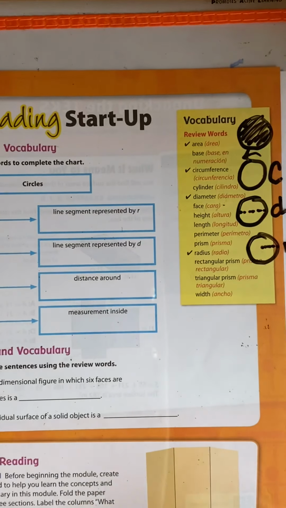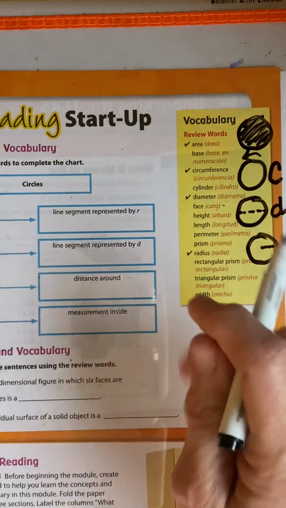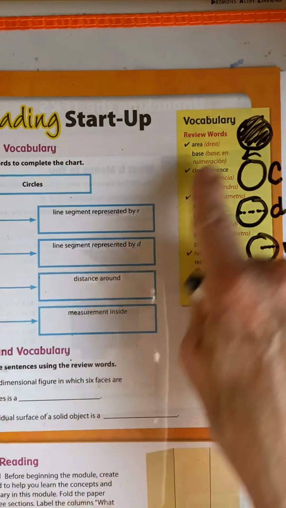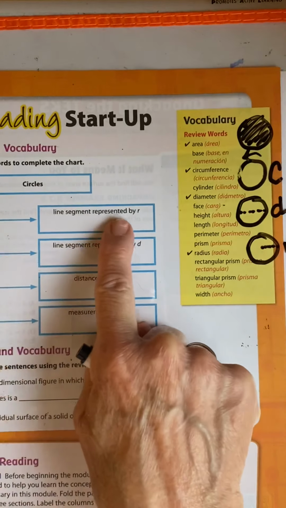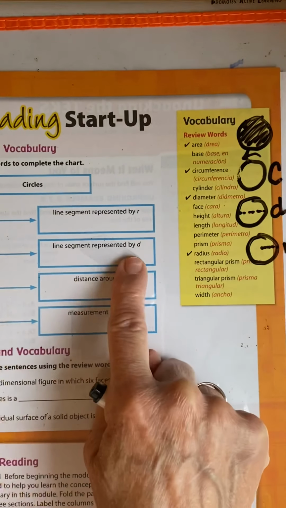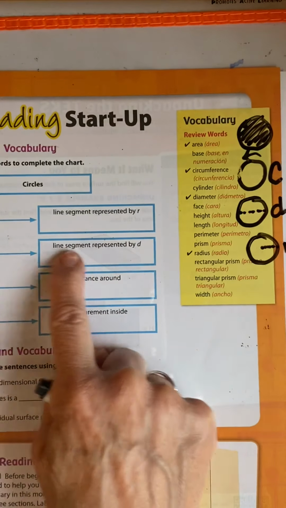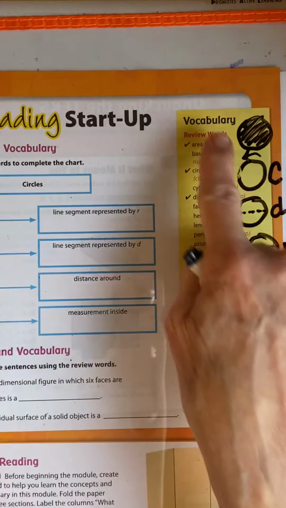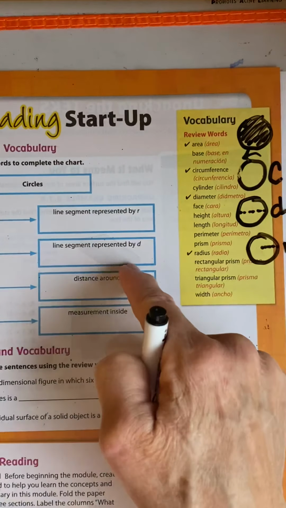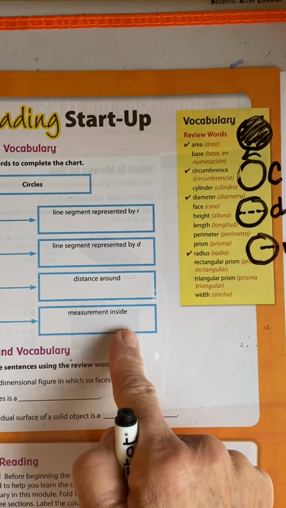So super easy. You have 4 boxes, 4 check marks. Which one goes with which? Line segment represented by R. Pick it. Line segment represented by D. Pick it. Write it over here. Distance around the circle. Which one was that of those 4? Around here. And the measurement inside. Fill those 4 boxes in.